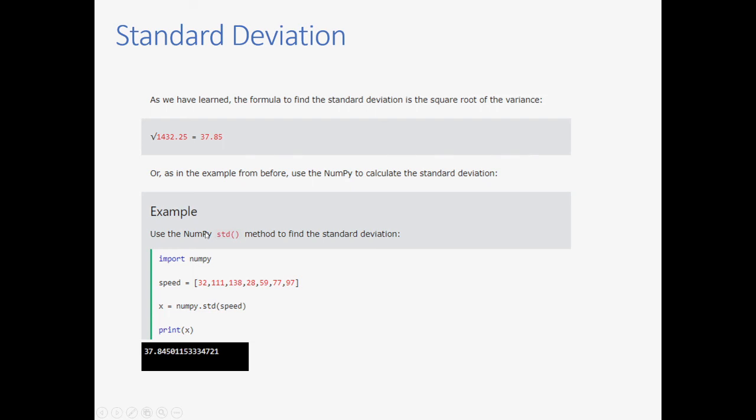Standard deviation. As we learned, the formula to find the standard deviation is the square root of the variance. So the square root of 1432.25 is equal to 37.85, which we computed a while ago in the previous screen. Or as in the example from before, use NumPy to calculate the standard deviation. So use numpy.std. That's 37.850.